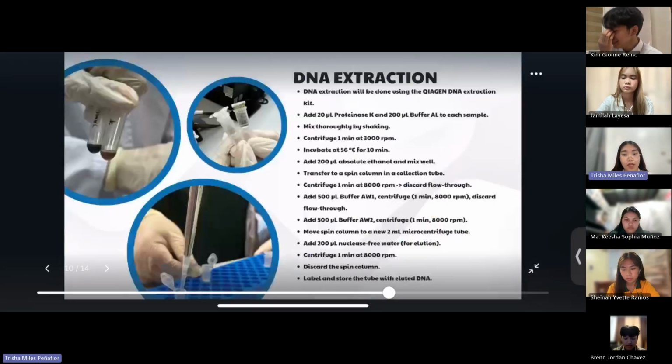Next, the samples will be incubated at 56 degrees Celsius for 10 minutes. Next, 200 microliters of absolute ethanol will be added and mixed to help the DNA bind. The mixture will then be transferred to spin columns and centrifuged for 1 minute at 8,000 RPM. Then the flow-through will be discarded.